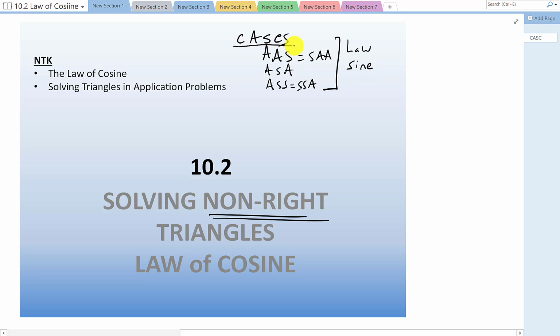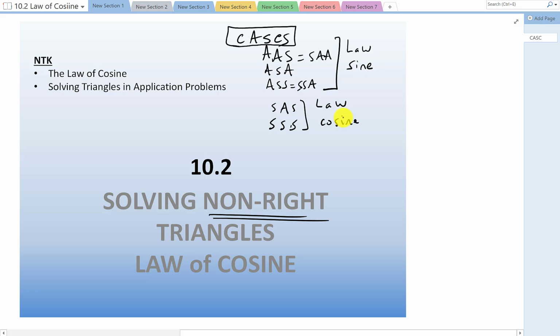But the ones that we didn't study are the two-sided cases where the angle is in between them. So that would be side, angle, side. And another one we didn't study is, what if we have all three sides? Can we find all the angles? And it turns out we can. But these two cases are solvable by the law of cosines.